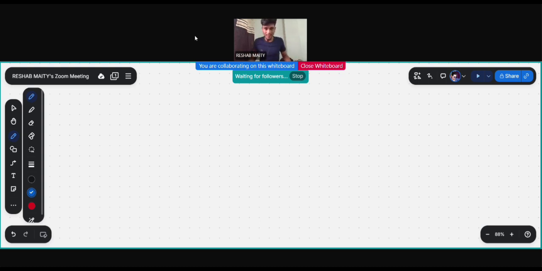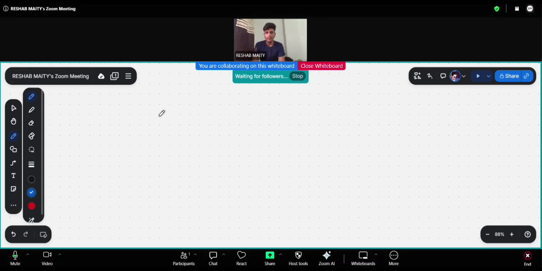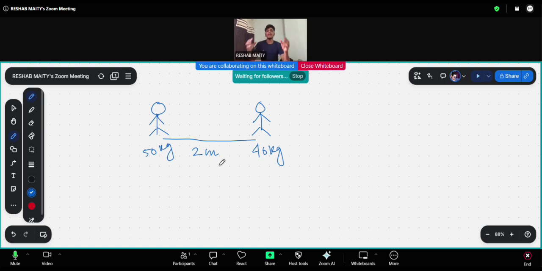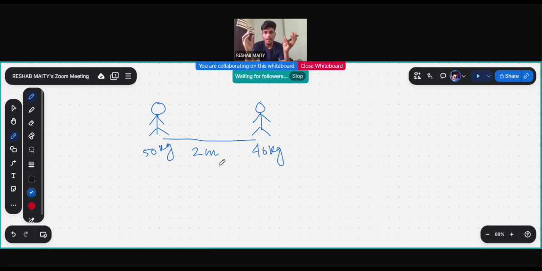So let me explain it. It's a very amazing concept. Let me explain it with the help of numericals. Let us consider there's a boy of mass 50 kgs and another boy of mass 40 kgs, and the distance between their centers is 2 meters. They are attracting each other, but why aren't they sticking with each other?